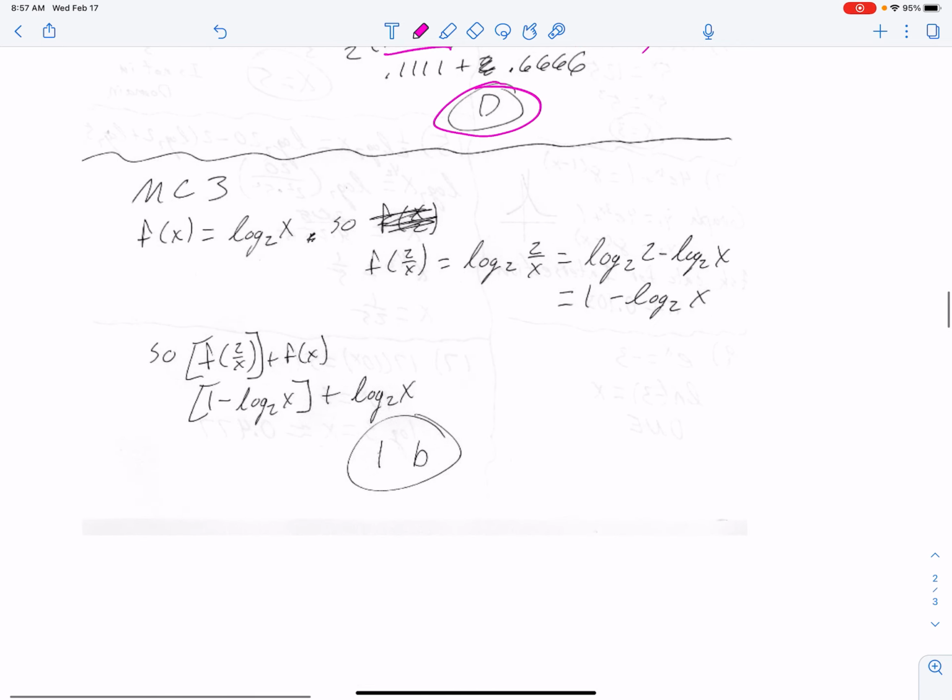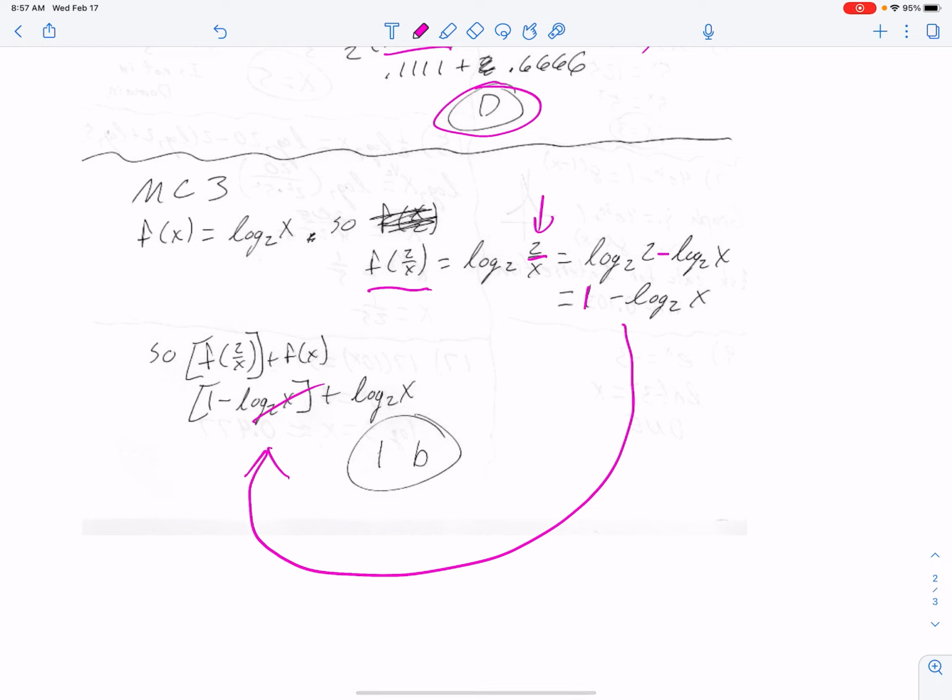And finally, multiple choice 3. They give us f of x is log base 2 of x. They ask for f of 2 over x, so I replace x with 2 over x. Division can be rewritten as subtraction. Log base 2 of 2 would be 1. So from there, I know that f of 2 over x would be 1 minus log base 2 of x plus log base 2 of x. Those would cancel each other out, and my answer would be 1, choice B.